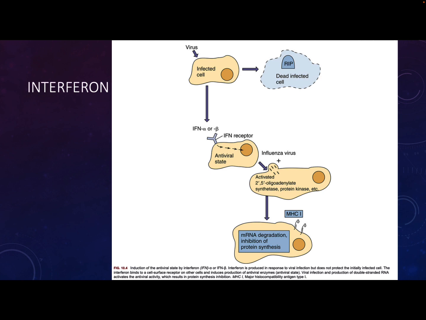But the infected cell can begin to express interferons, which can induce the cell to be in an antiviral state. So it will produce various enzymes, it will secrete more cytokines, it will inhibit its own protein synthesis, it will degrade mRNA to help get rid of the virus.